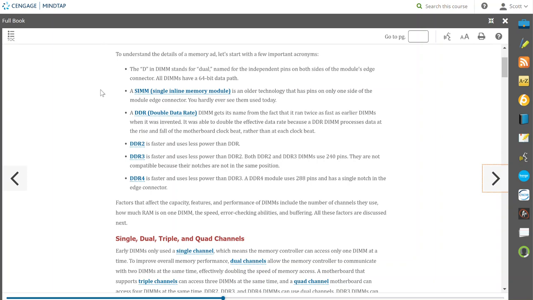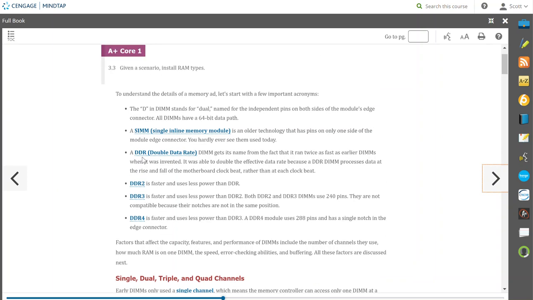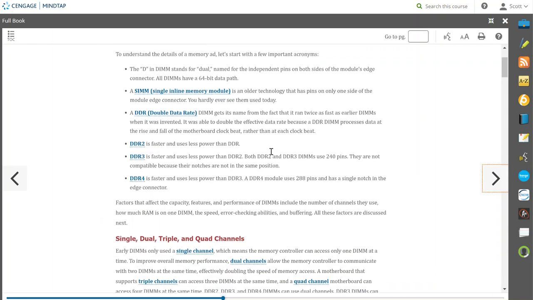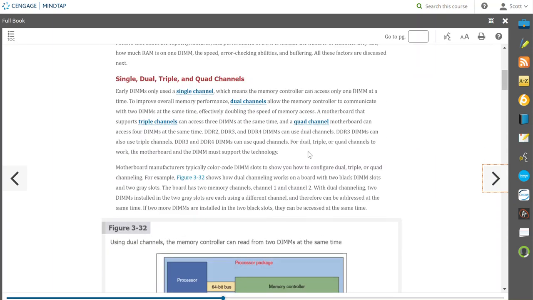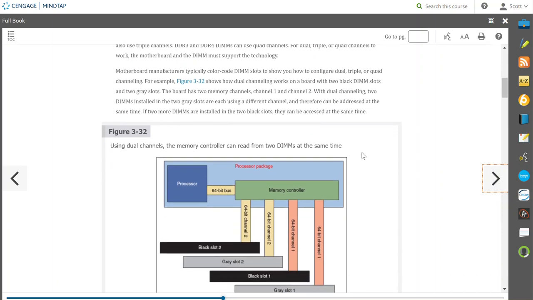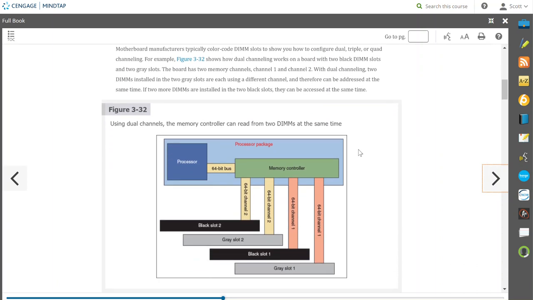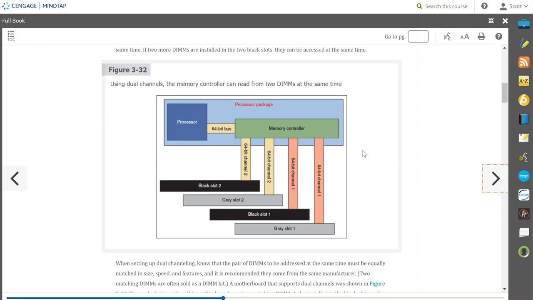So we've got different types of memory that we just talked about, DDR2, 3, and 4, how they differ. What's DDR? What's a SIM? That's older memory from back in the day. Okay, now the memory itself. Let's look at how this processor interacts with the memory that we've got.